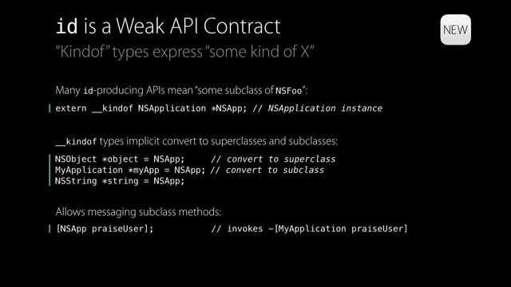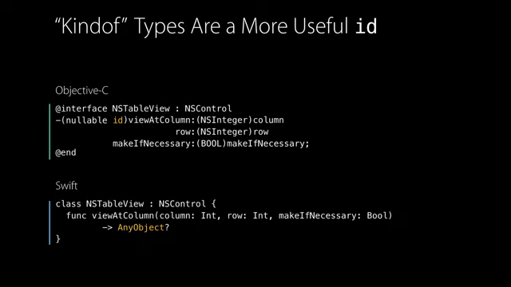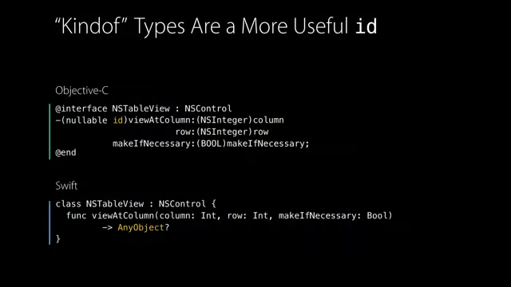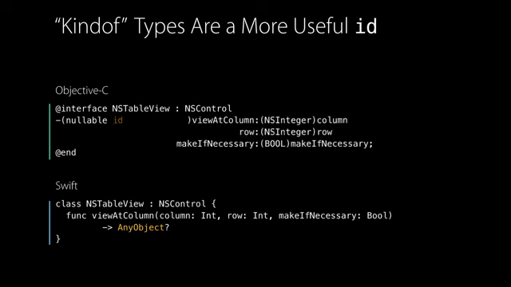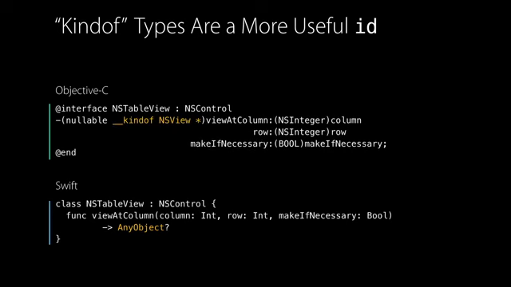Now, with kindof types, we actually found that this is much more useful than ID because it gives you more type information in the API contract, which is great for both Swift and Objective-C. So here we have this NSTableView method, viewAtColumn:row:makeIfNecessary:. It's always returned ID because that implicit downcasting behavior is important. Well, now we can rewrite it as a kindof NSView. So we're returning some kind of NSView. And on the Swift side, now we're returning an optional NSView. That's the right API for Swift, and it works beautifully in Objective-C.